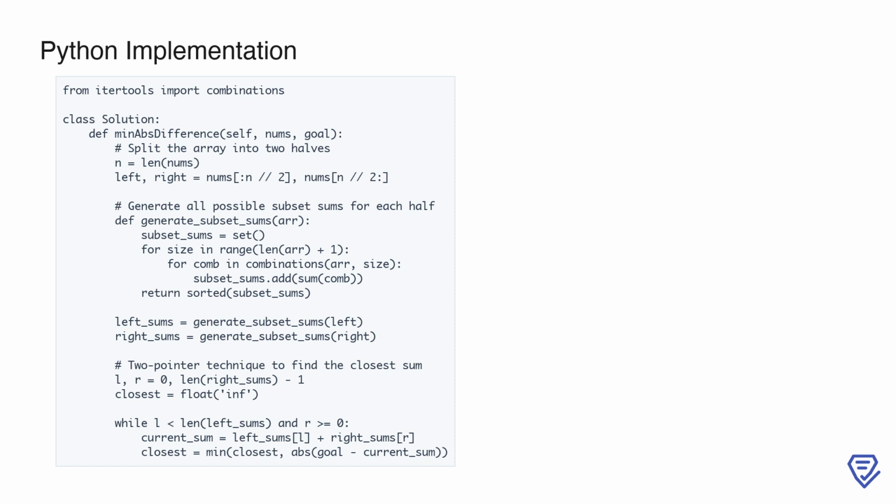Using this helper function, we compute left_sums and right_sums, which represent all possible subset sums for the left and right halves of the array, respectively. Finally, we initialize two pointers, L and R, to traverse these sorted lists, and a variable closest to track the smallest absolute difference between the goal and any subset sum combination.